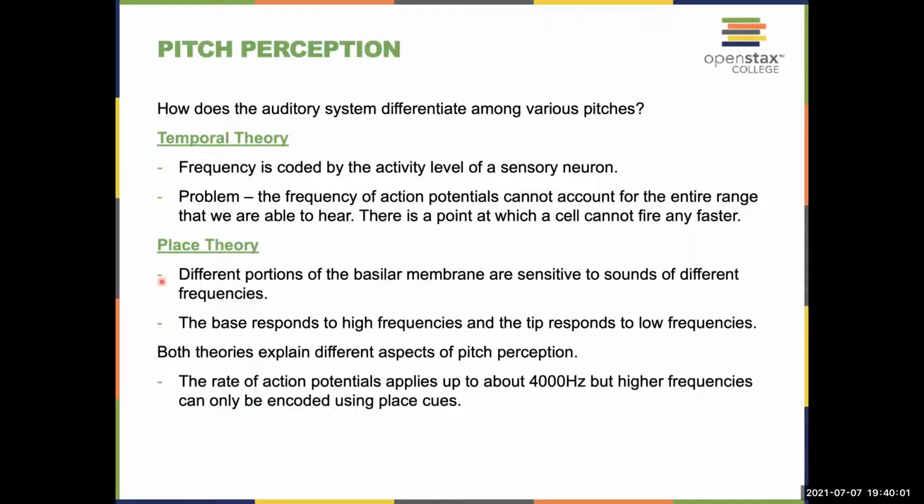So then the place theory, which is the next theory, is that different portions of the basilar membrane are sensitive to sounds of different frequencies, and that the base responds to higher frequencies and the tip responds to lower frequencies. Both of the theories do explain different aspects of pitch perception. And the rate of action potentials applies up to about 4,000 hertz. But higher frequencies can only be encoded by using the place cues. So those are the two different theories there. Any questions on that?